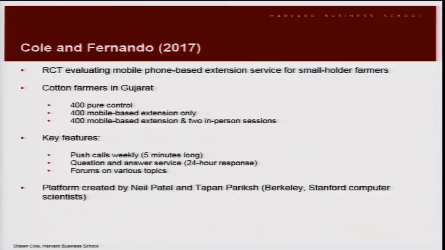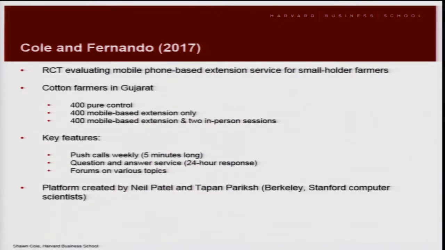Okay. So I want to do a 2-minute tangent to talk about why we thought ICT could help people understand the soil health cards. Nilesh Fernando, who's a PhD student of mine at Harvard, and I did an RCT evaluating a mobile phone-based extension service for smallholder farmers in Gujarat. It was a very simple RCT: 400 pure control, 400 got the phone extension, 400 got the phone extension plus an in-person session. There was a concern that maybe people aren't going to trust just an audio message. They want to see someone.